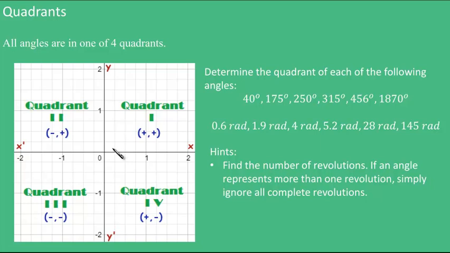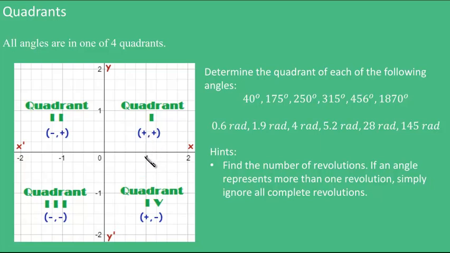A very important skill is to be able to determine in which quadrant the terminal side of an angle in standard position falls. So here's an exercise. We're given some angles and we're asked to find the quadrant for each. So here's a hint. All we need to do is find out how many revolutions or how much of a revolution a certain angle represents.